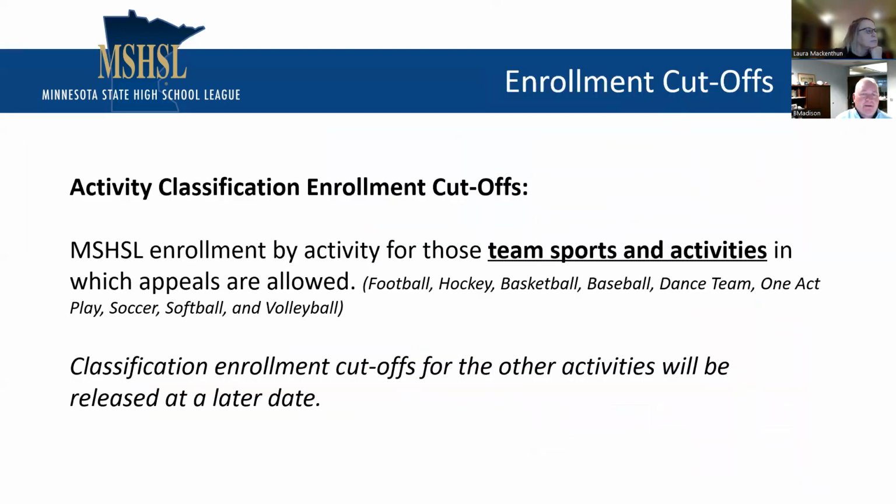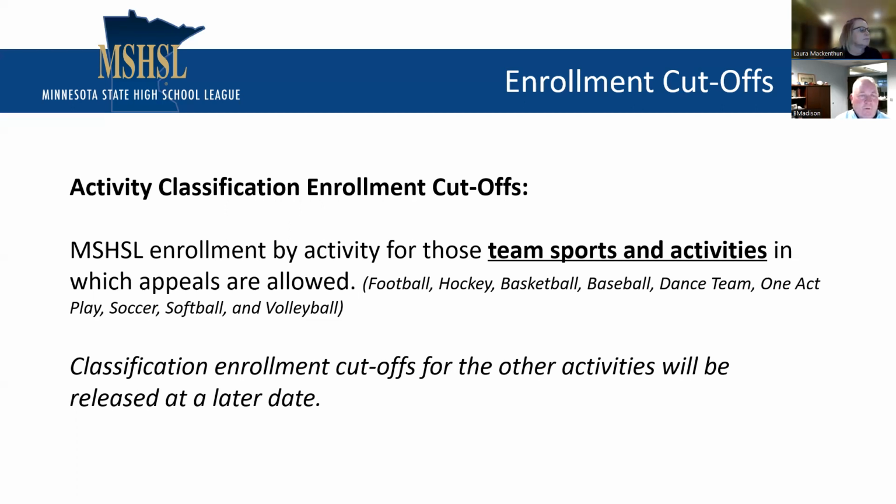Enrollment cutoffs. This is for our activities again in our team sports where there are appeals that are available. Those enrollment cutoffs are that bottom line, that bottom school, if that's a 48 or a 64 or a 128. That is where the cutoff is for that classification. We call those enrollment cutoffs. Again, right now, you're only going to see them in what is defined as team sports, according to the 400 series of bylaws. Football, hockey, basketball, baseball, dance, one-act play, soccer, softball, and volleyball all have the ability to appeal in those team sports. If you do qualify, we'll talk about that later here in the presentation.